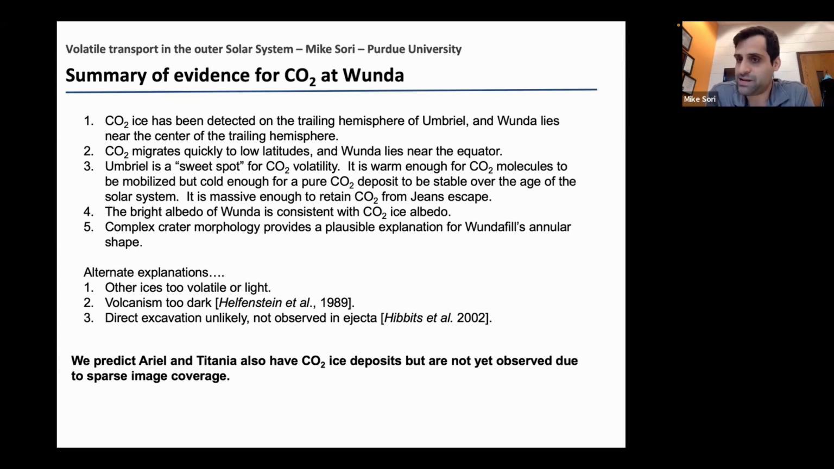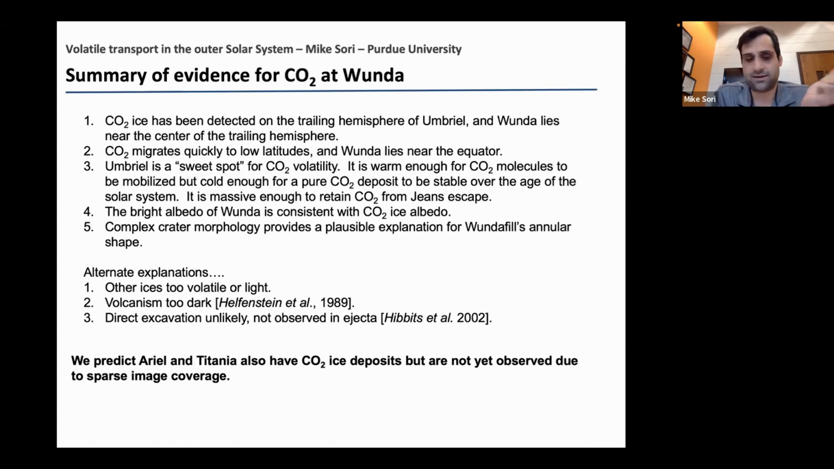The bright albedo is at least consistent with what we think the albedo of CO2 ice might look like. And I think the complex crater morphology checks out with why the feature looks like a ring. Other ices might not have the right volatility.